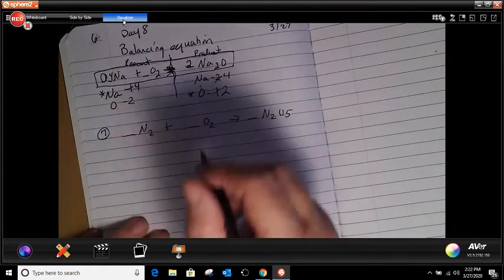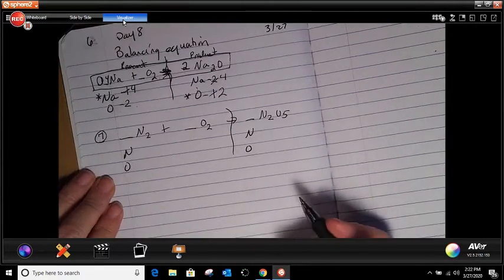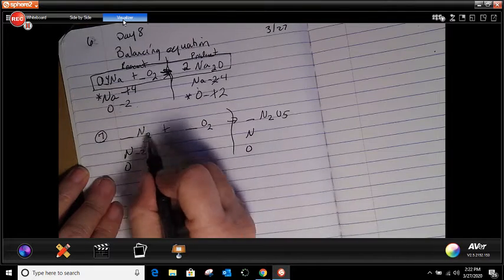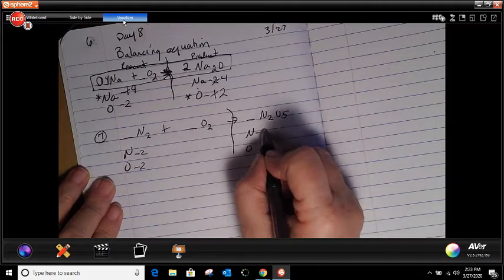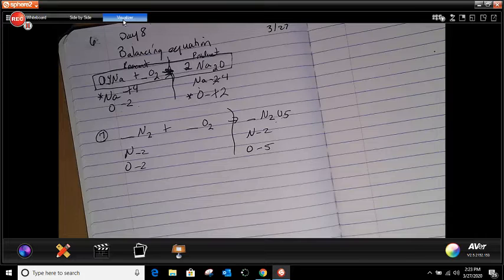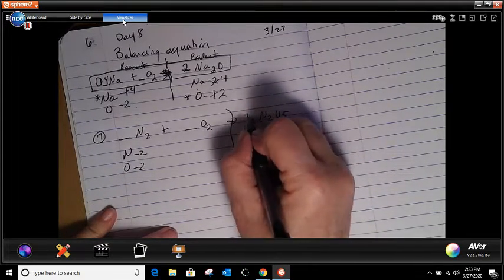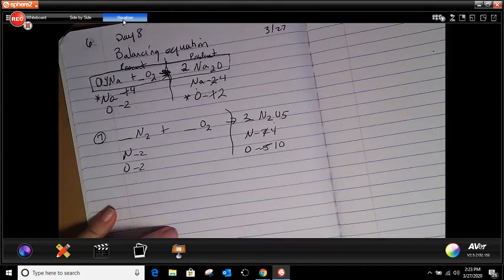Fantastic. Now what I'm going to do is I'm going to write down my variables. And I'm going to write down how many I have. Nitrogen has 2 because there's a subscript. Oxygen has 2 because it's a subscript. This says there's 2 nitrogens, but there is 5 oxygens. Now, I know that I want it to be an even number. An odd number is never good. So, to be able to change this 5 to an even number, if I put a 2 in front of here, that's going to make my oxygen 10, isn't it? And 2 times 2 is 4.